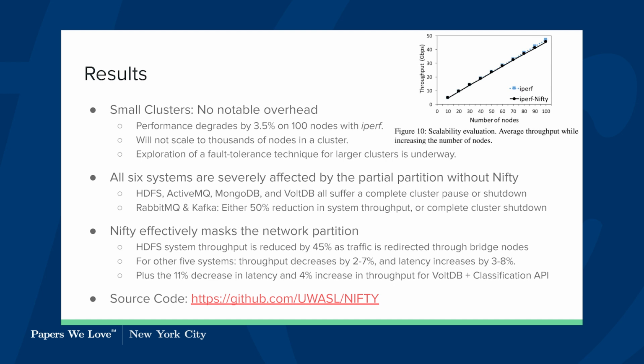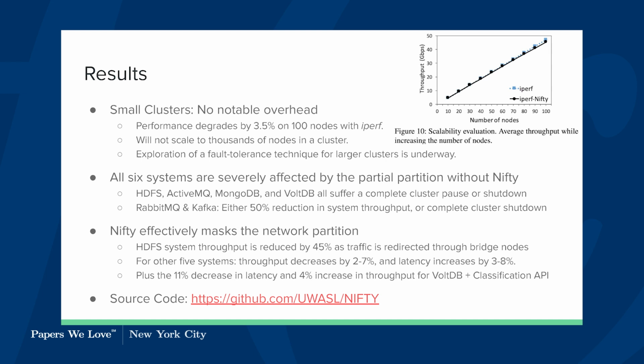I mentioned before that all these systems shut down under a partial network partition without Nifty. So HDFS, ActiveMQ, MongoDB, and VoltDB all suffer a complete cluster pause or shutdown. RabbitMQ or Kafka end up either doing that or they reduce system throughput by 50% in handling the partial network partition. Of course, they also found that Nifty effectively masks the partial network partition.